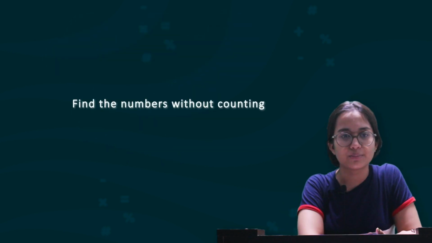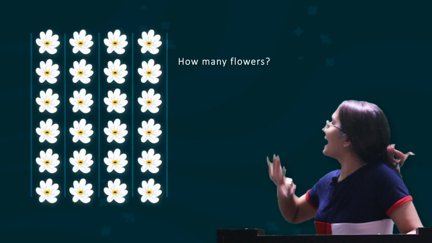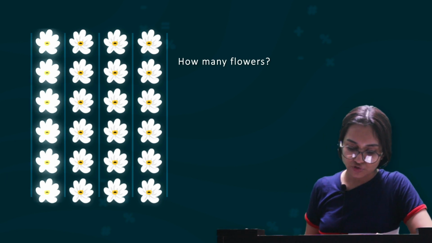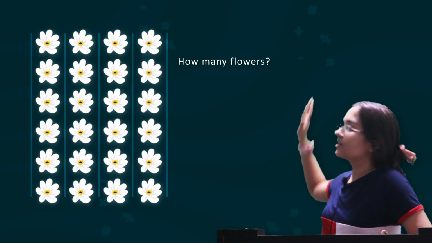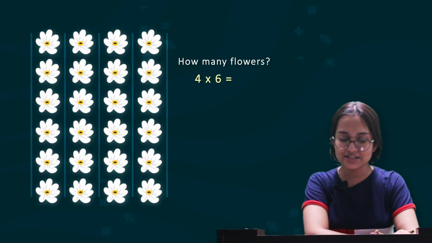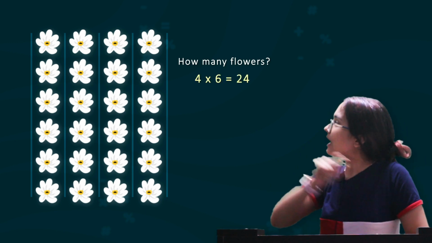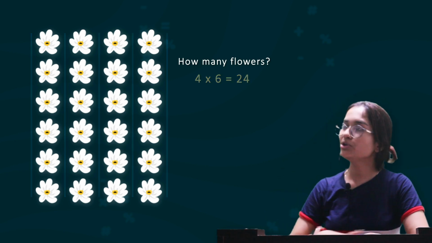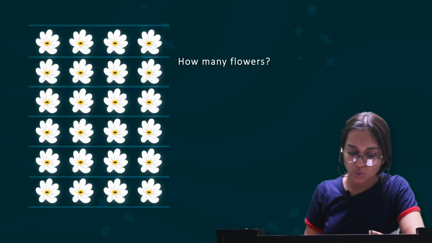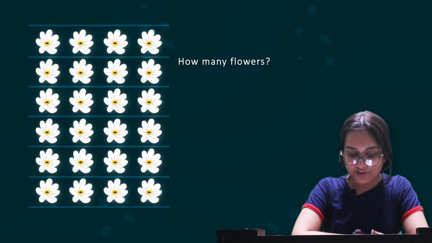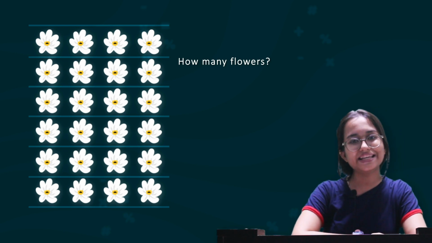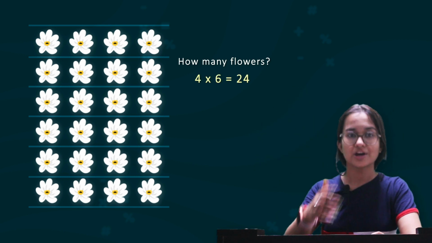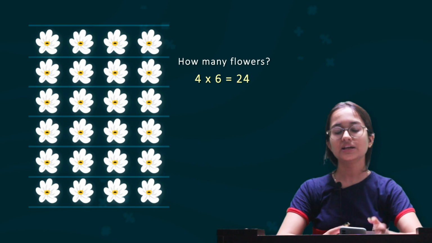Next is find the numbers without counting. Looking at the first image, it says how many flowers are there in the flower bed. It has 4 columns and each column has 6 flowers. So if we do 4 into 6, we get 24. Thus without counting we knew the number, and that's why it is called find without counting. I'll help you do one more, and the next you need to do on your own. In the next one the flower bed has 6 rows and each row has 4. In this also we'll do 4 into 6, which will give you 24. Similarly you need to do the same method for the next 2.